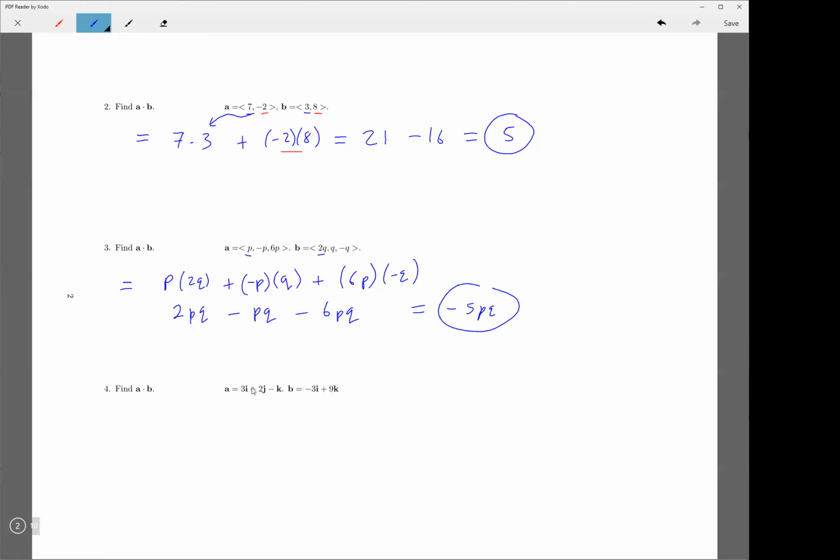Okay, and then the third one, it's back in this form right here, but you just have to keep the i's and the j's and the k's. Just keep those in order. The j is only going to have 2, and there's no j over there, so that's multiplied by 0. And the last ones are -1 and 9. So that adds up to -9 plus 0 minus 9, so -18.